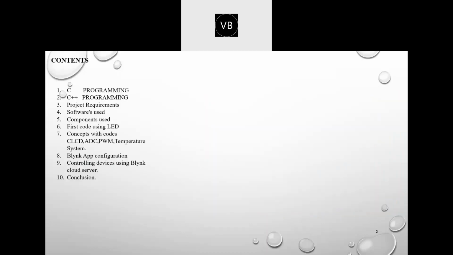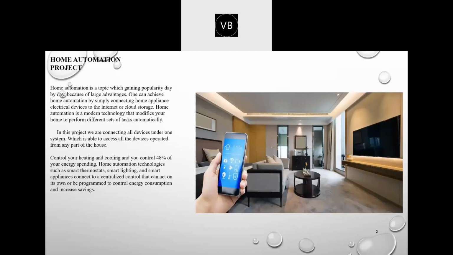There are three main elements in home automation. They are sensors, controllers, and actuators. In this project, we are connecting all these devices like heater, cooler, LED, tank under one system.